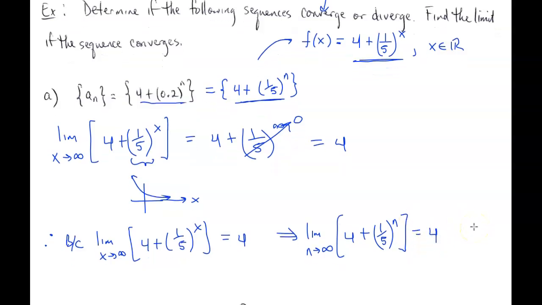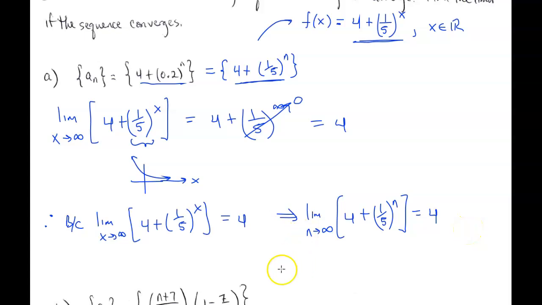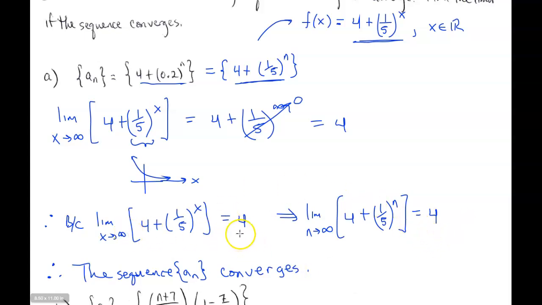And since that limit exists, then we know that the sequence a sub n converges. Because of the fact that, hey, since this limit existed, then it follows that this corresponding limit existed. And whenever you have the limit of a sequence as n approaches infinity equaling some real number or existing, we know that that sequence converges.